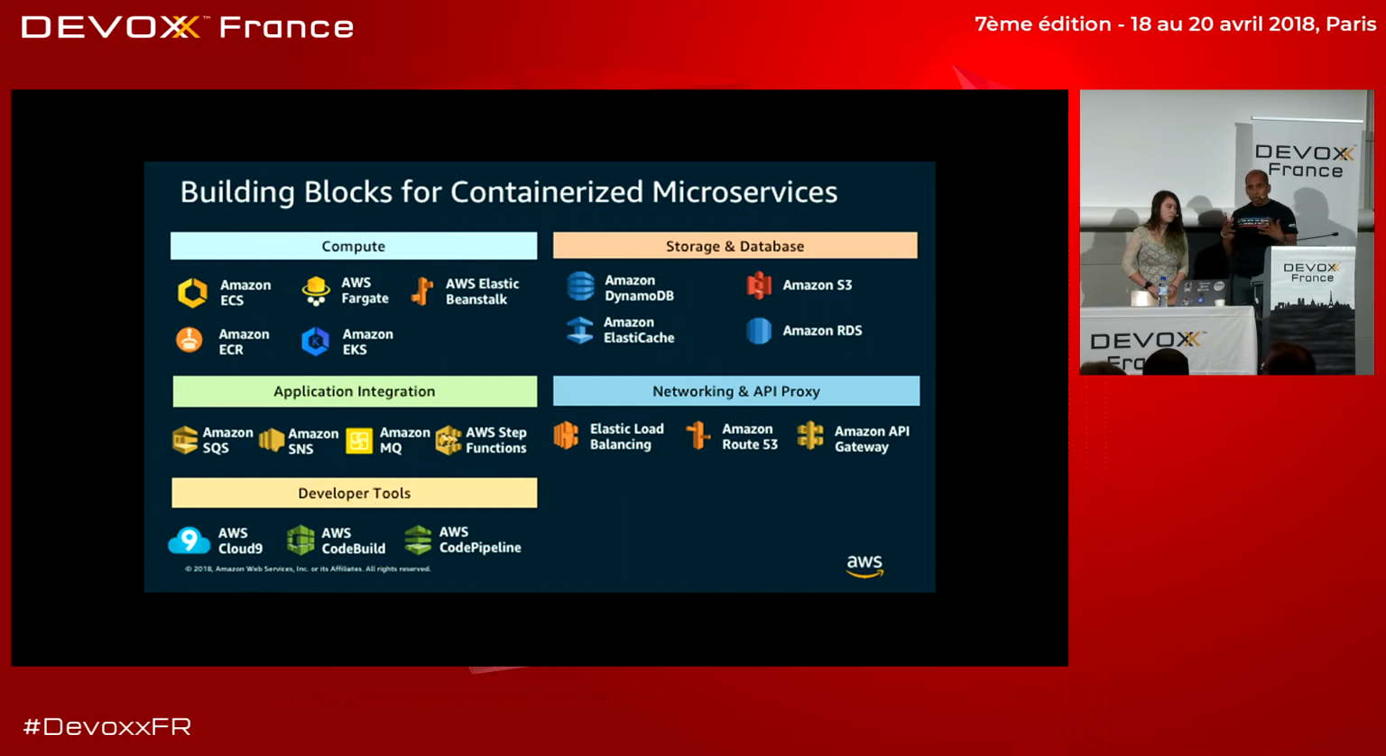More components. When you're building microservices, another key component that you're looking at is the developer tools. Do I have support for deployment pipelines? How am I building my application? What tools are available to me for collaborative editing? Cloud9 is a tool that is extremely popular with our customers for doing collaborative editing very easily.